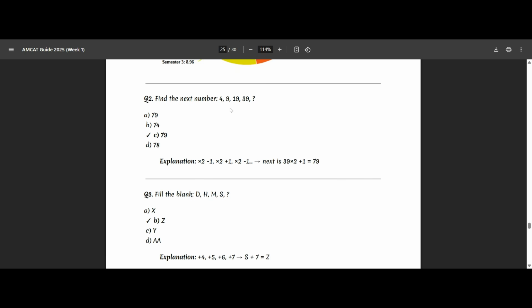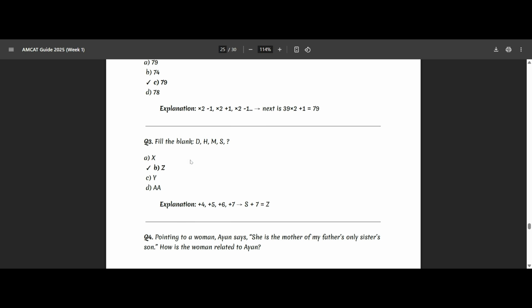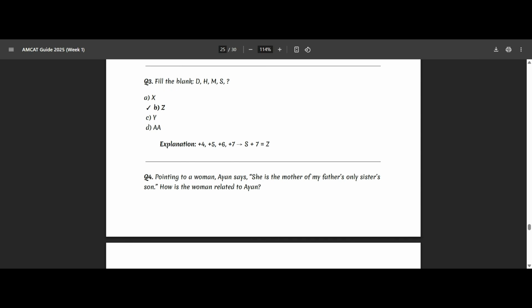Find the next number: 4, 19, 4, 9, 19, 39, etc. So here we keep seeing this thing. Fill in the blank: D, H, M, S, then what? So we can just see the pattern it has followed.